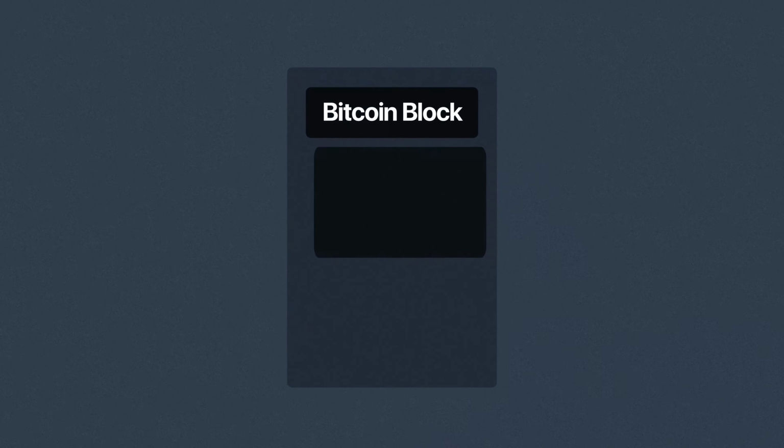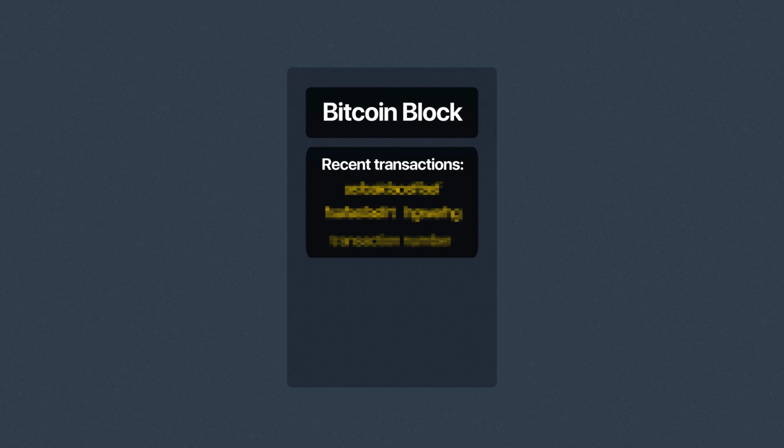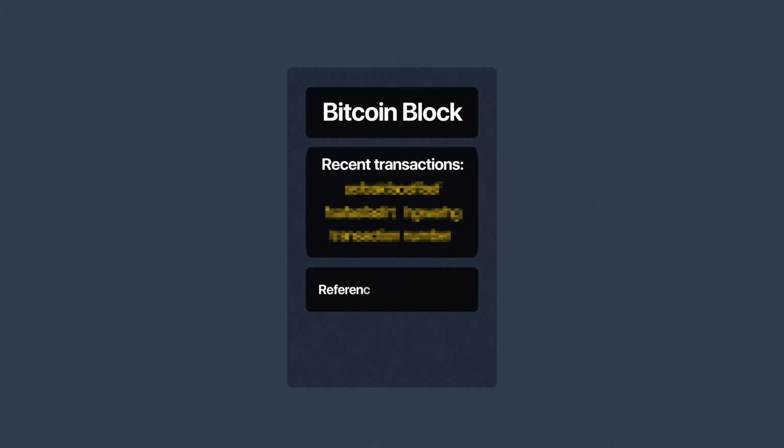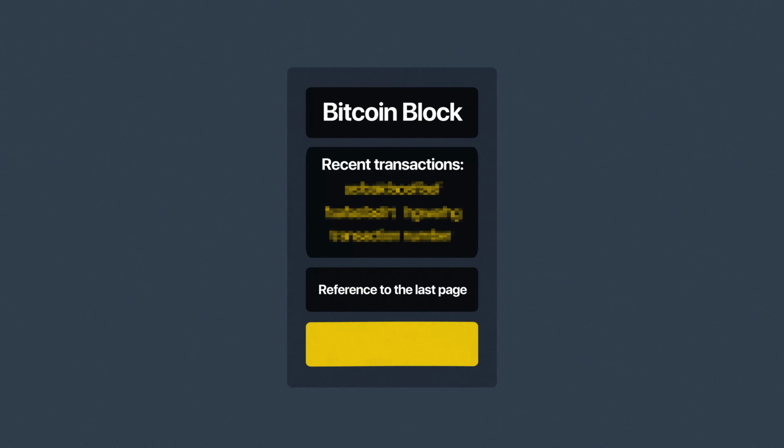You can think of a block, a Bitcoin block, as a page. It adds a block to the blockchain. It adds a page to the ledger. That page contains all the recent transactions that need to go onto the ledger. It also contains a reference to the last page because all of the pages need to be in order. And lastly, it has proof that this Bitcoin miner has won the opportunity to add the next page to the ledger.